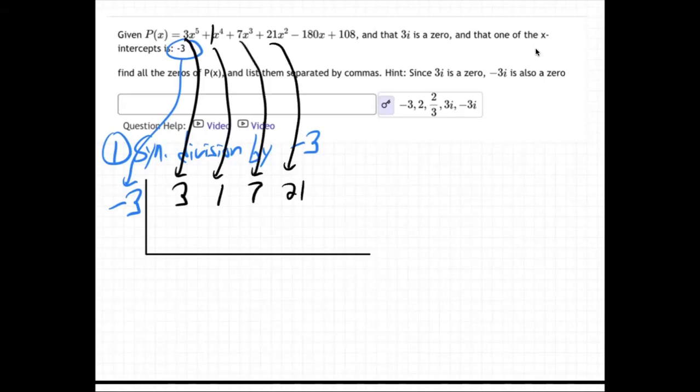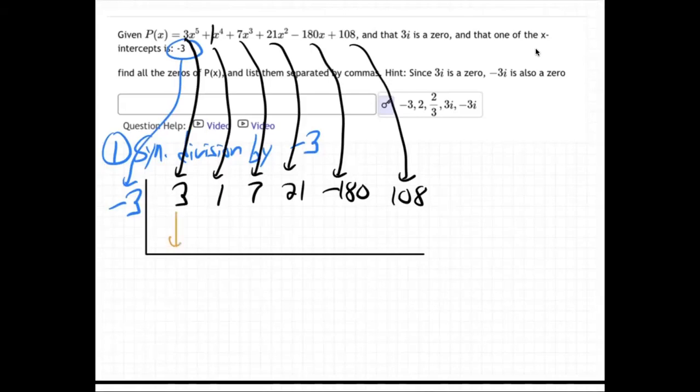21. -180. Oh, wait. It's a long one. There we go. All right. Remember how synthetic division works? So be careful with this. It's easy to make a small mistake. So here we go. Bring down the 3. And then here we go.